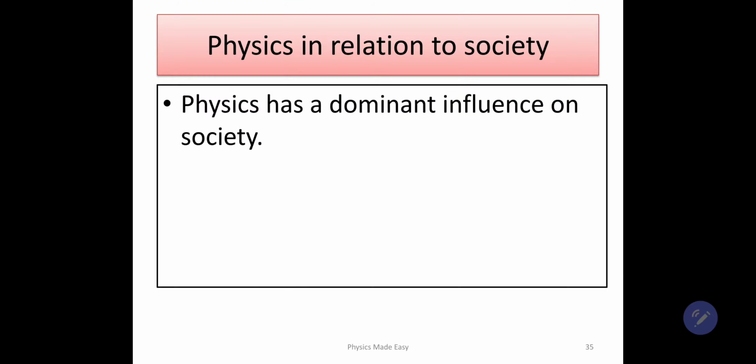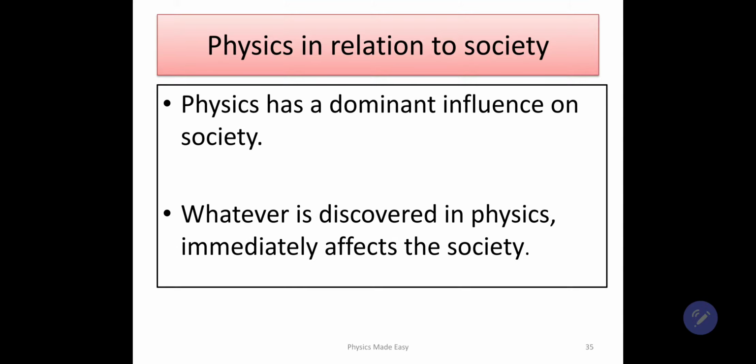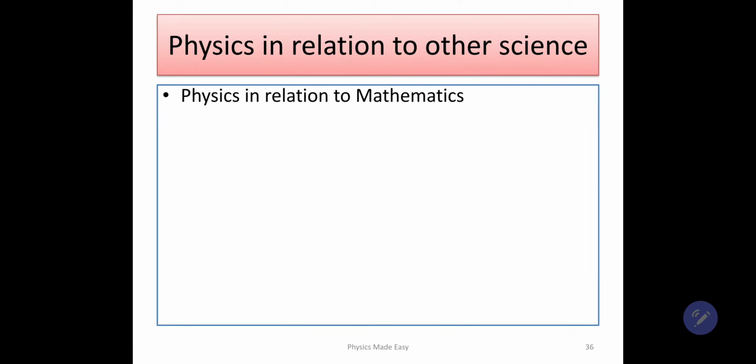Physics in relation to society. Physics has a dominant influence on society. Whatever is discovered in physics immediately affects society. Physics in relation to other sciences. Physics in relation to mathematics. How physics is related to mathematics. The study of physical variables led to the idea of differentiation, integration, differential equation, etc.